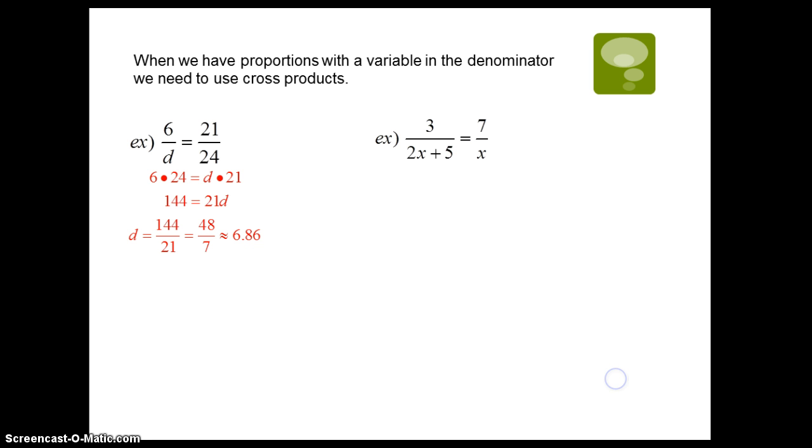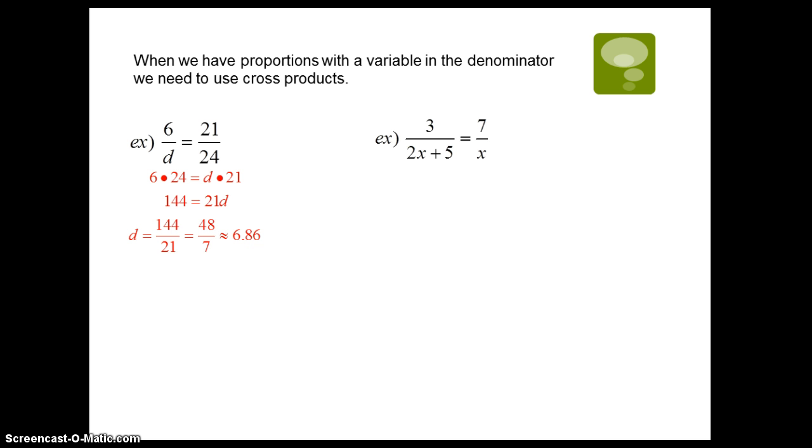So the first example, 6 times 24 and d times 21. This one is pretty straightforward, just like the other ones. We get 144 equals 21d. So d is 144 over 21, or 48/7, which is approximately 6 86/100.